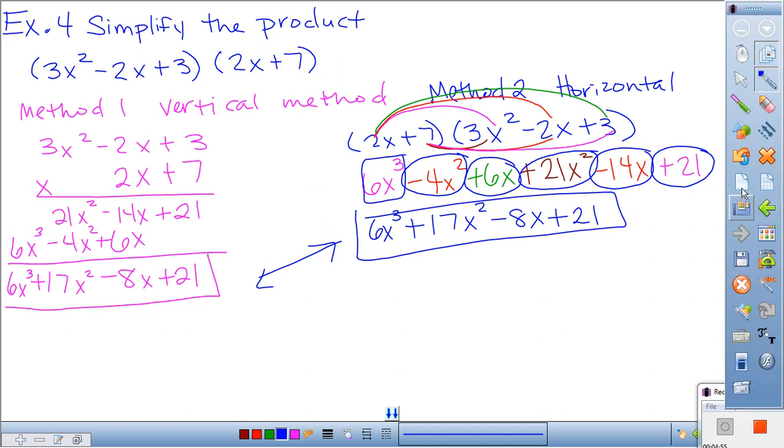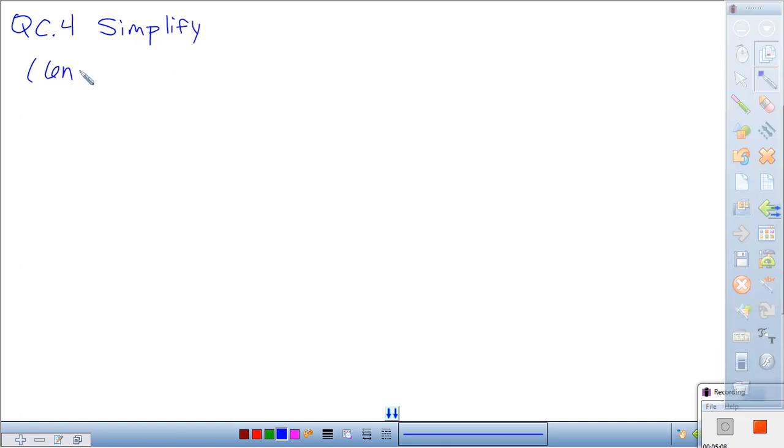Let's try one more. We'll do the quick check 4, and then we'll be finished with our lesson. Quick check 4. They want us to simplify 6n minus 8 times the quantity 2n squared plus n plus 7. Okay, we need to use both methods like we were shown in example 4.